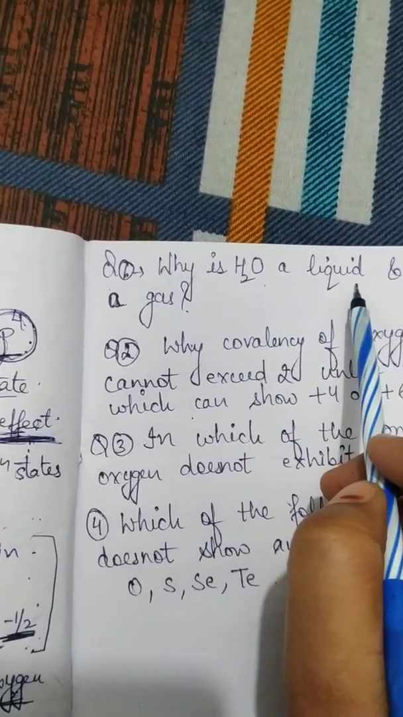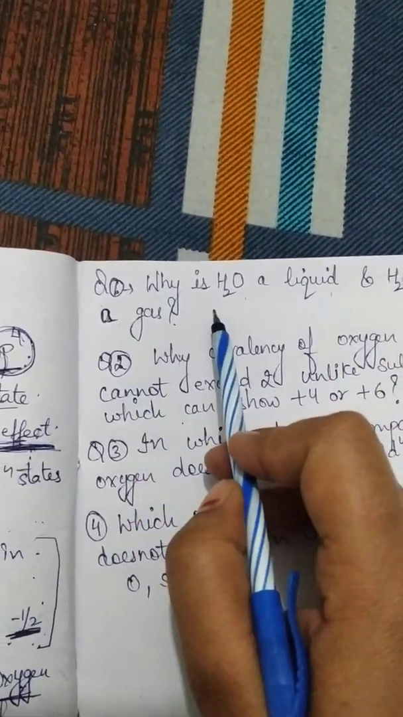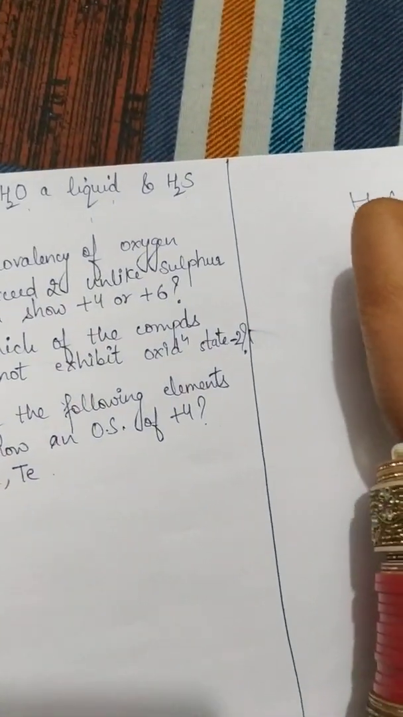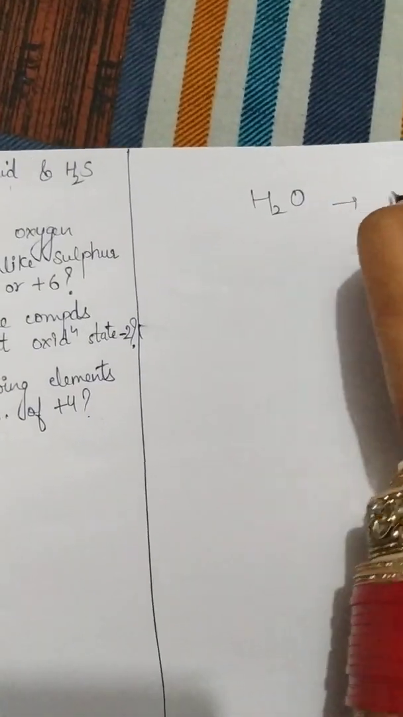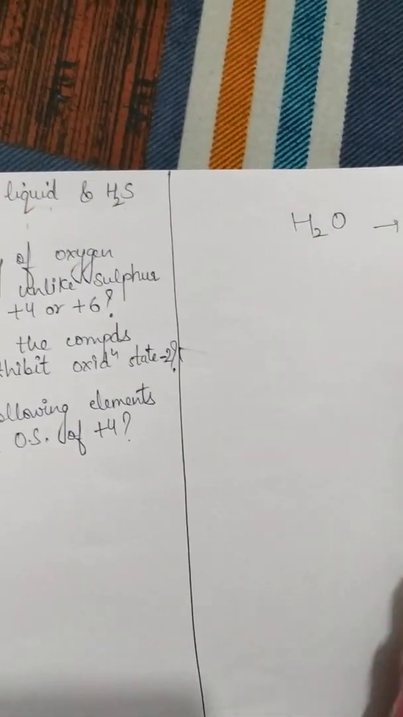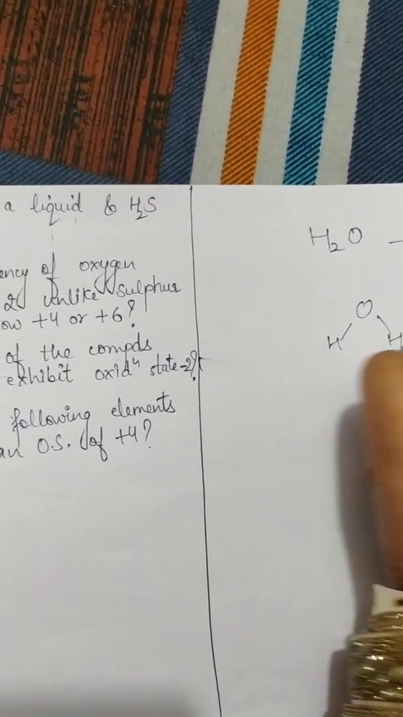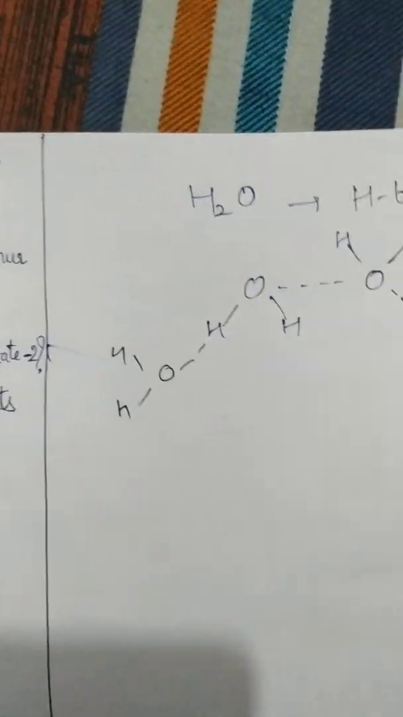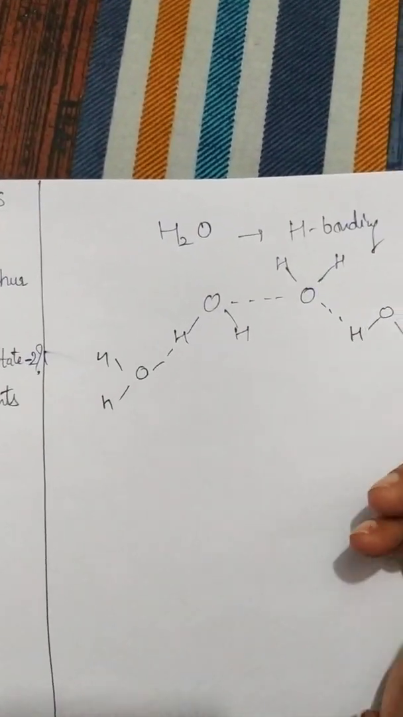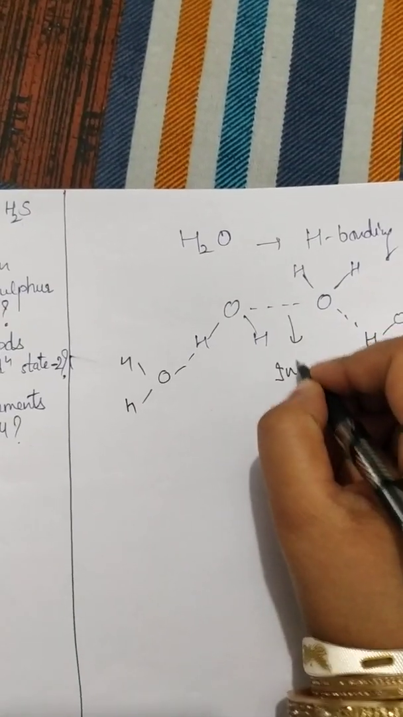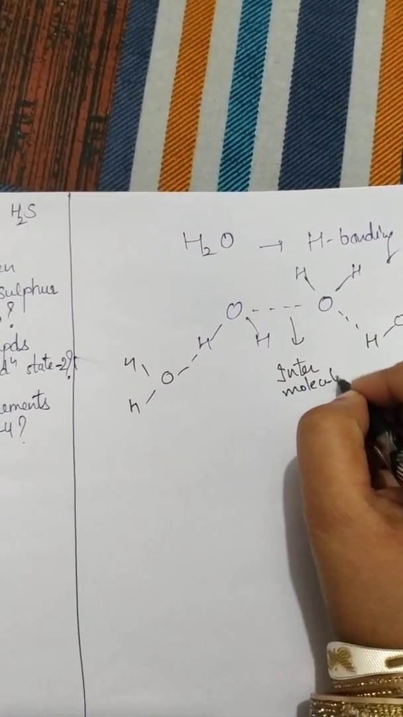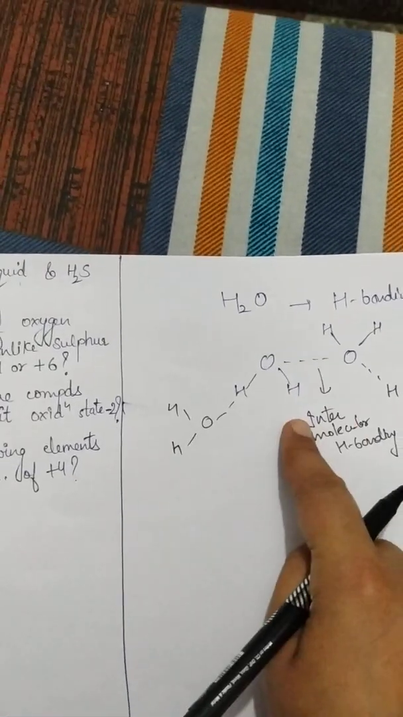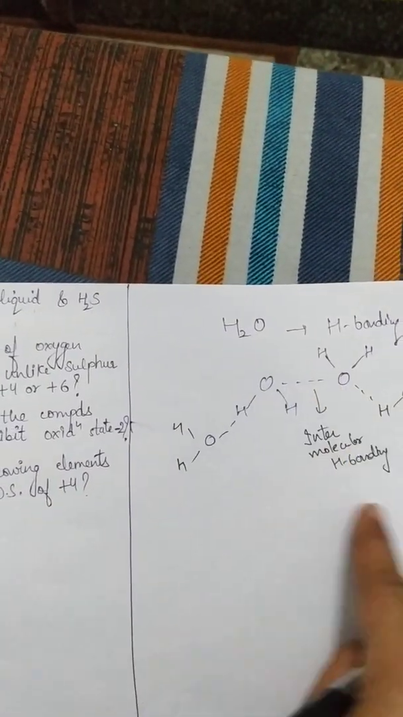Why is water a liquid and hydrogen sulfide a gas? What is the reason behind this? The reason is that in the case of water, there is hydrogen bonding. Due to this hydrogen bonding, there is association between the water molecules, meaning it shows intermolecular hydrogen bonding. Due to this intermolecular hydrogen bonding, water is not a single molecule but a cluster of molecules.